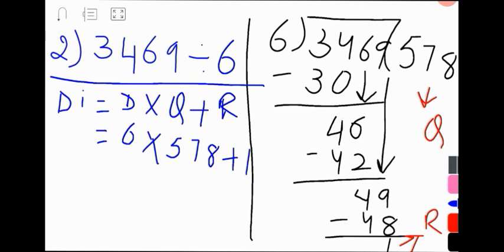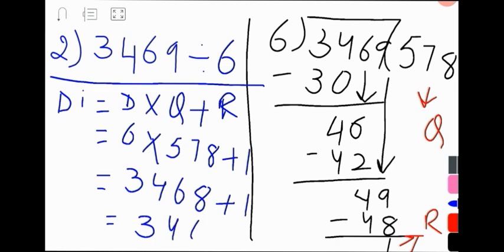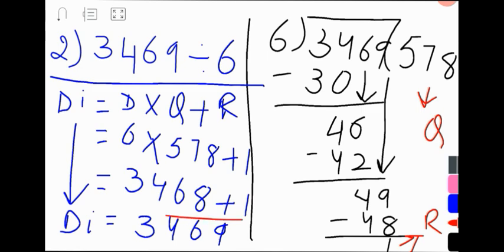So let us multiply the divisor and the quotient. 6 multiplied by 578 is 3468. Now it's time to add the remainder to it. The remainder is 1, so we add this. Our answer is 3469. After adding the remainder, we have reached this, and our dividend is also the same, 3469. That means our answer is correct.